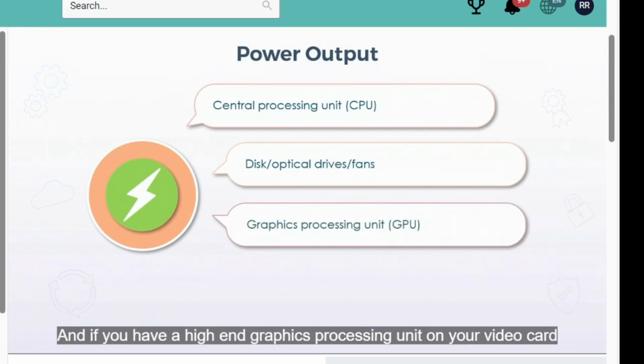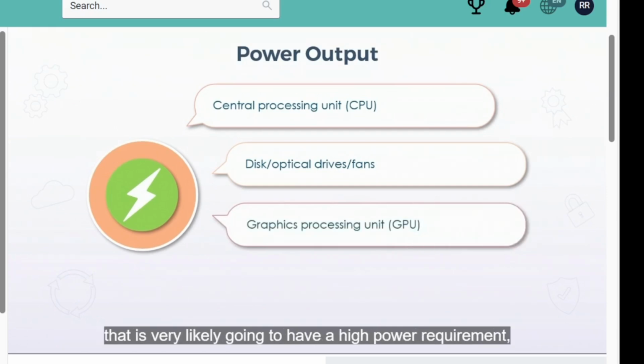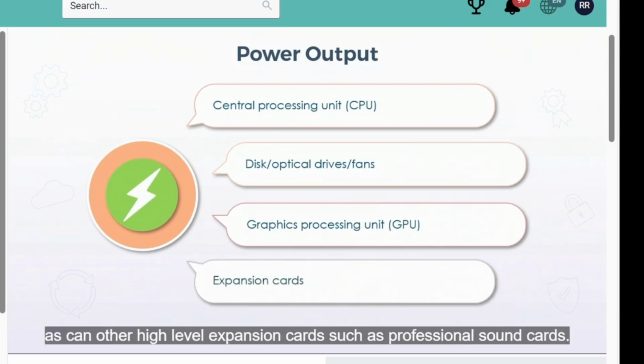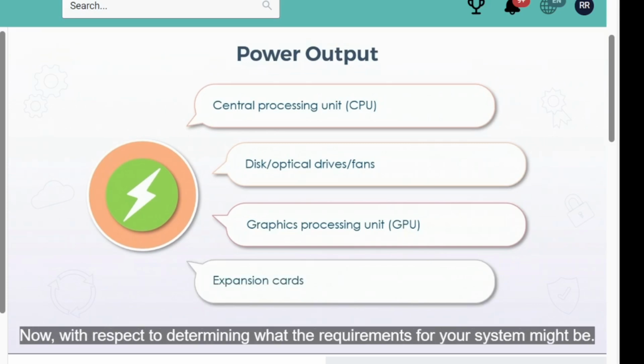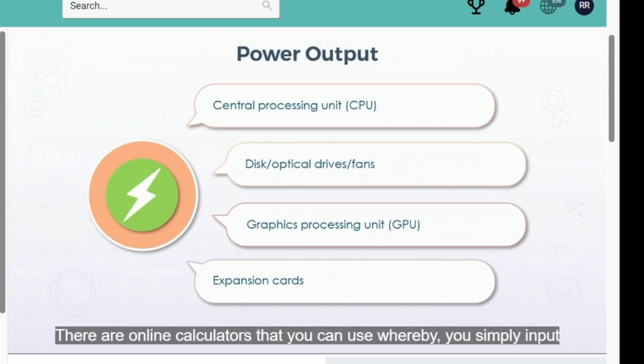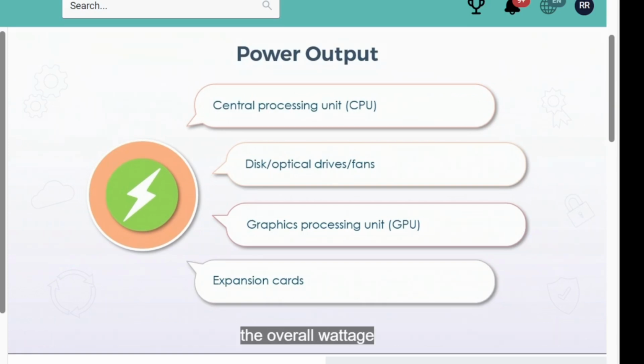And if you have a high-end graphics processing unit on your video card, that is very likely going to have a high power requirement, as can other high-level expansion cards such as professional sound cards. Now, with respect to determining what the requirements for your system might be, there are online calculators that you can use whereby you simply input what you have for devices, and it will give you a general idea in terms of the overall wattage with respect to what you will require.